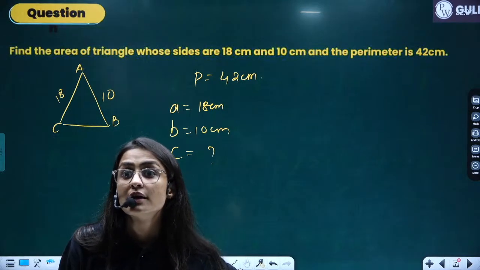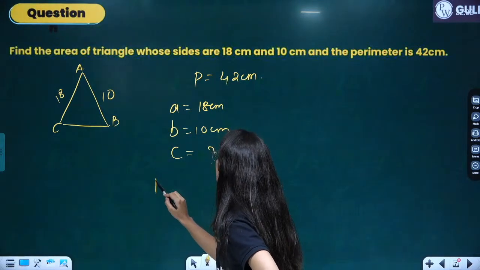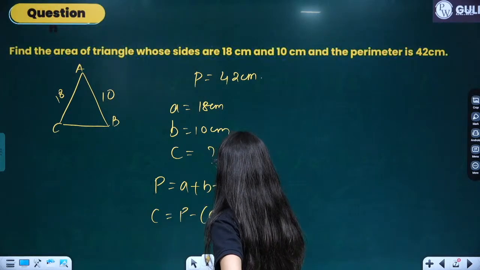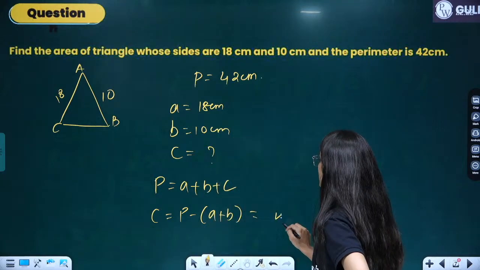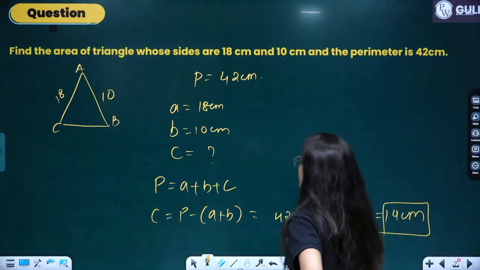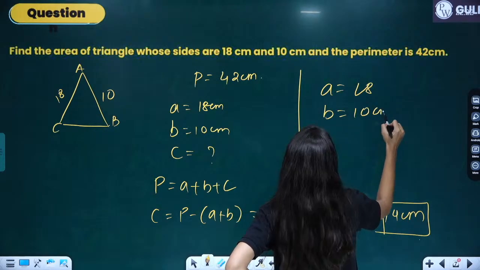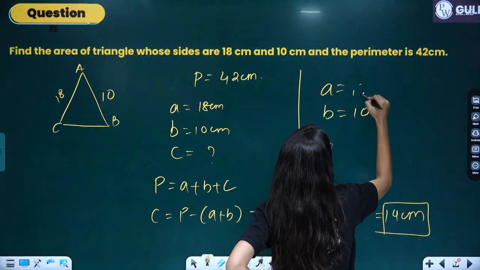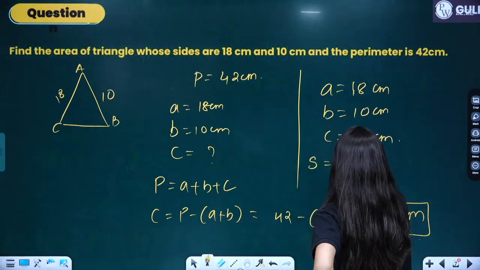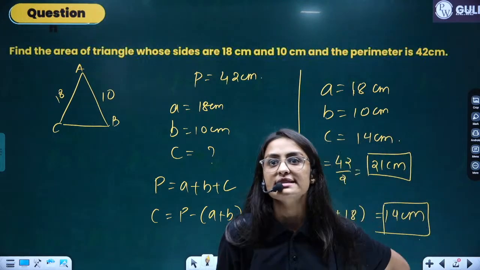Yes, it's 14, na. Chalo. So how did you find C? You can do P is equal to A plus B plus C. You already have the value of P, so C equals P minus A minus B, which is 42 minus 18 minus 10. Now here A is equal to 18, B is equal to 10, and C is equal to 14 centimeter. Your semi perimeter will be 42 divided by 2, which is 21 centimeter.